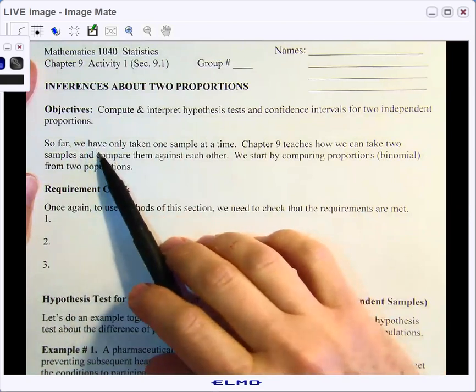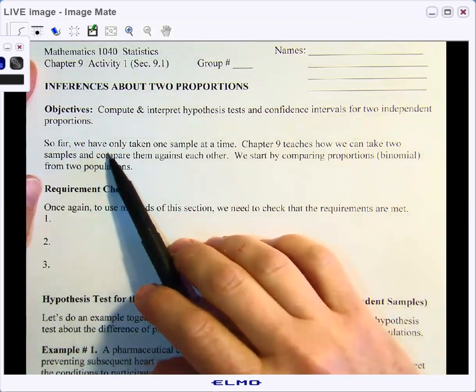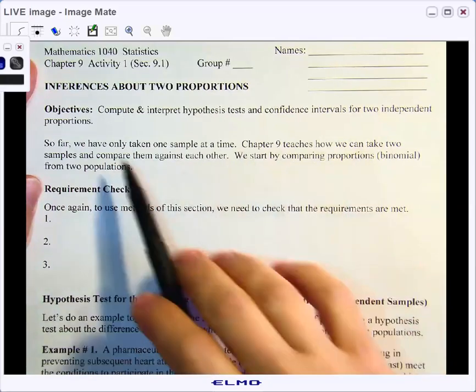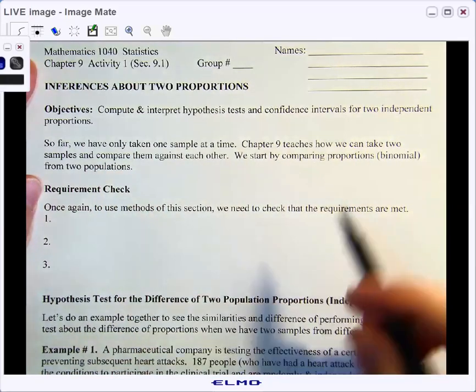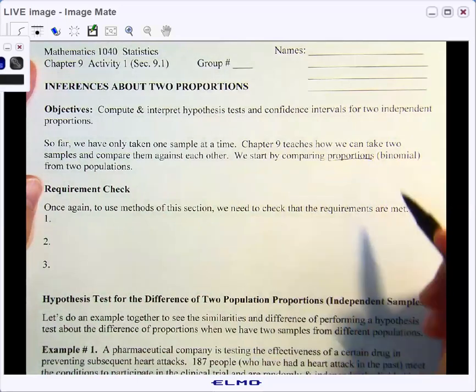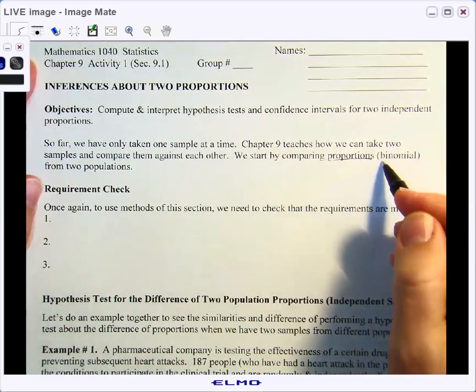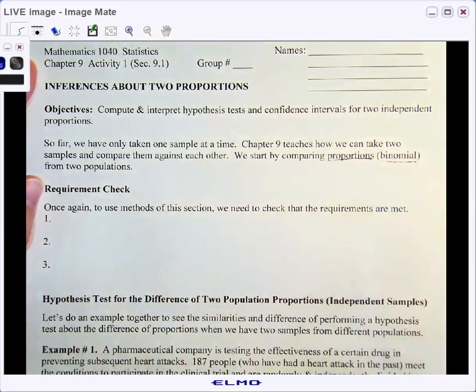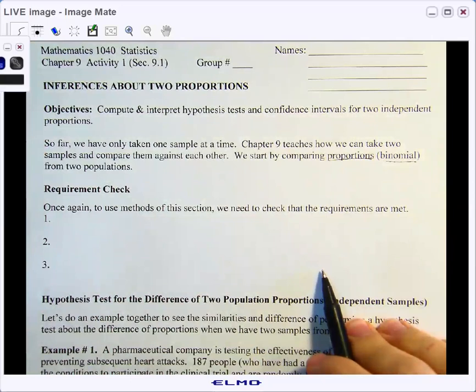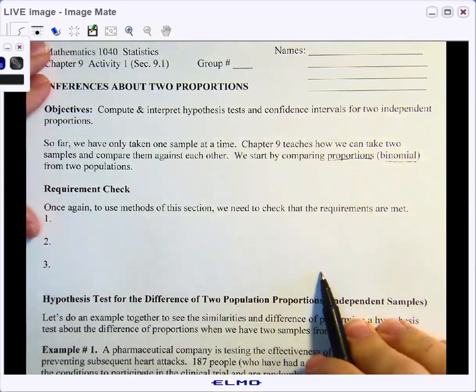And as we've mentioned, we've only taken one sample at a time before, but now we're going to take two samples and compare them against each other. And we're going to start by dealing with proportions. And since this is going to be a proportion, it's going to come from a binomial. So we need to have some requirements met before we can know that our techniques are going to be valid.